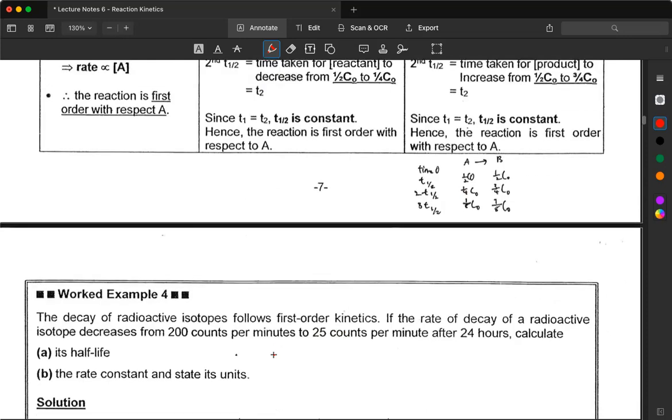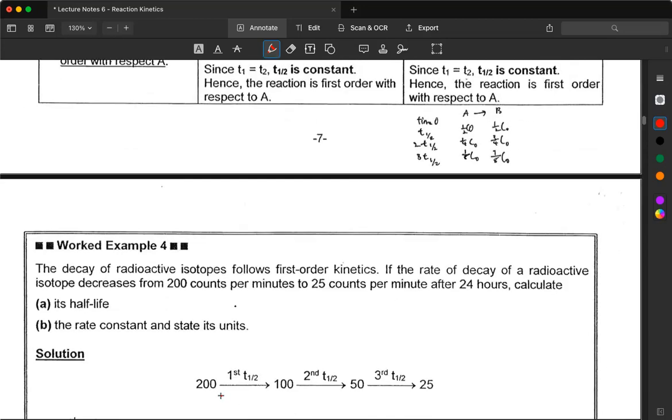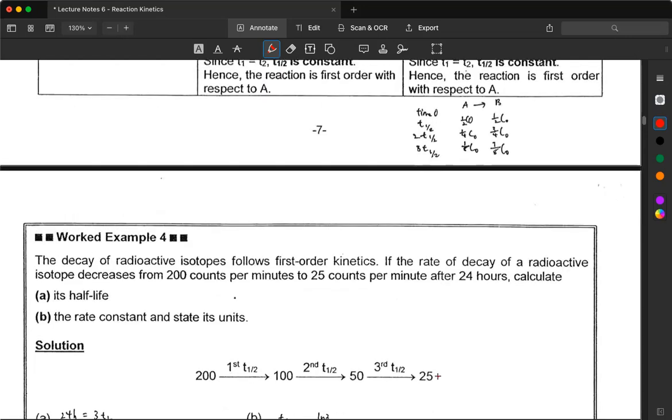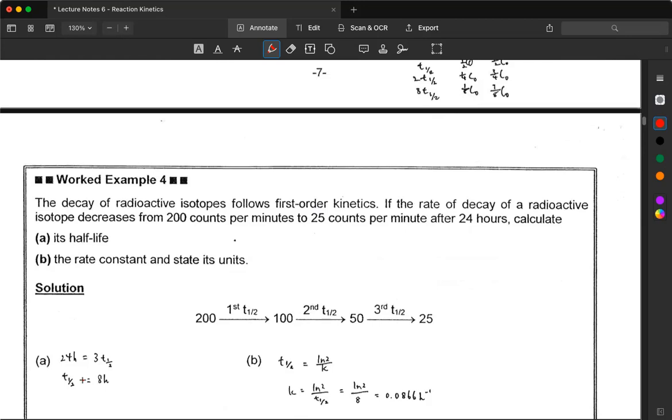So you can just use this method directly. This is more direct. 200 drops to 100, drops to 50, and drops to 25. So how many half-lives does it take? 3. So it takes 24 hours, so 3 half-lives give you 24 hours. So 1 half-life gives you 24 divided by 3, 8 hours. So that's a faster way to obtain the answer.